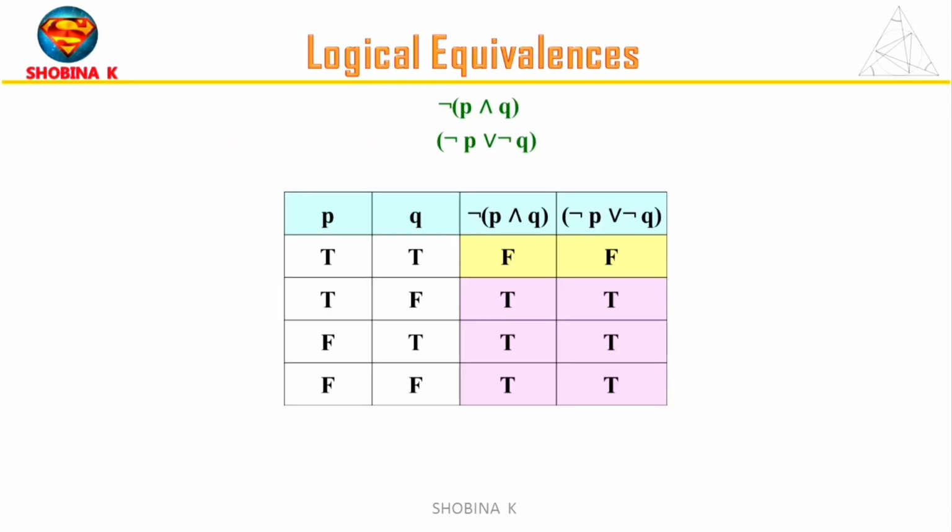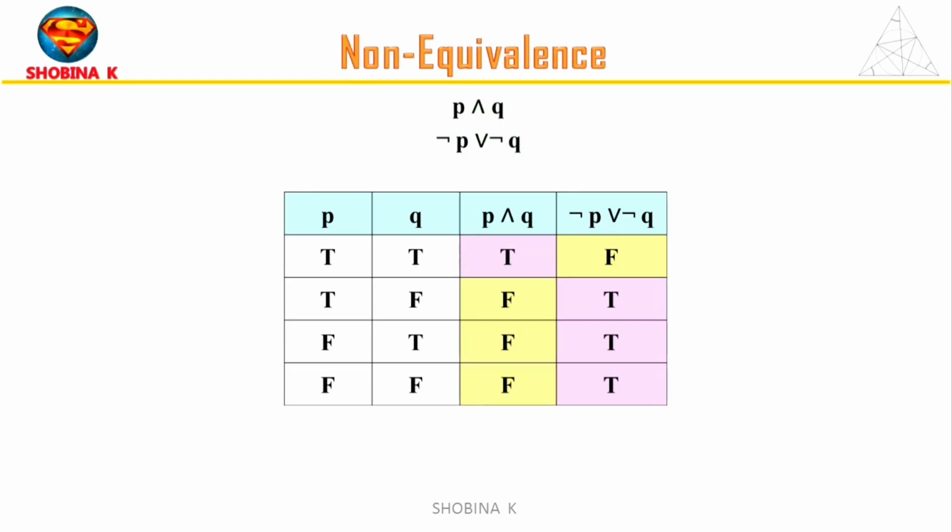Look at an example of two logically equivalent expressions. In the truth table, you can see that the truth values of the two expressions are the same for all possible combinations of P and Q. This means that not (P and Q) and not P or not Q are logically equivalent. Let's determine if two logical expressions are not logically equivalent. As you can see, P and Q, and not P or not Q have different truth values. Specifically, when P is true and Q is false, the statement P and Q is false, but not P or not Q is true.